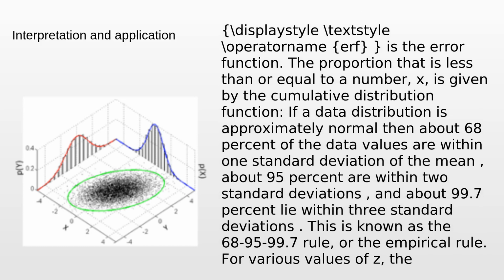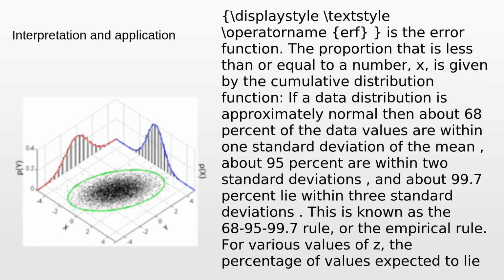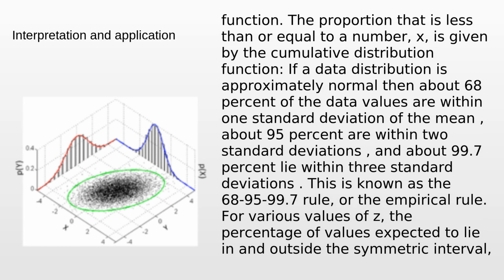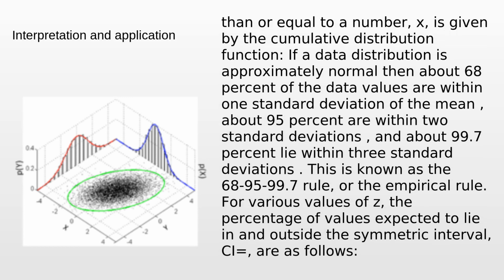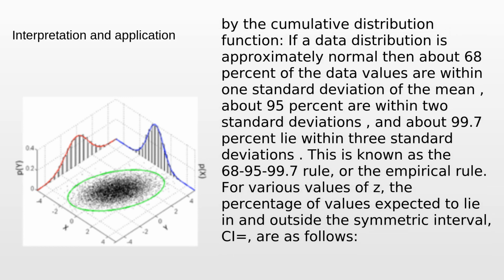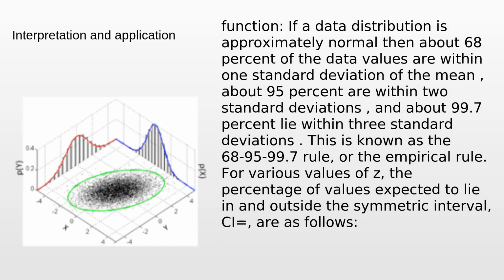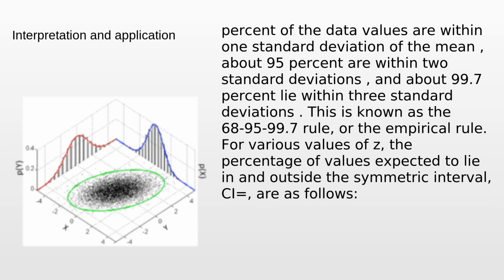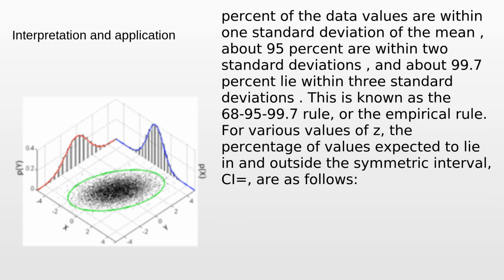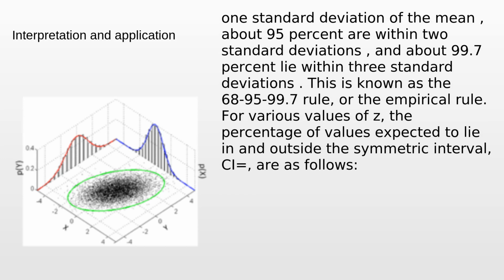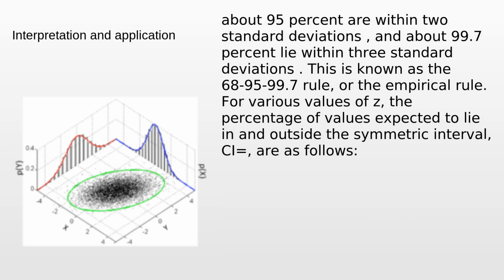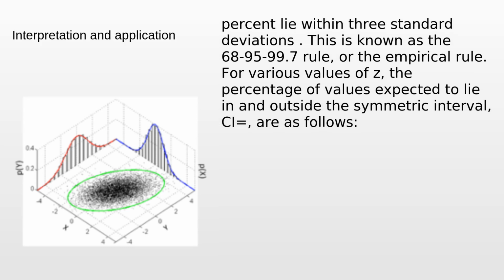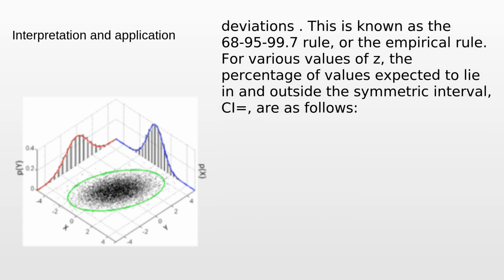The proportion that is less than or equal to a number x is given by the cumulative distribution function. If a data distribution is approximately normal, then about 68% of the data values are within one standard deviation of the mean, about 95% are within two standard deviations, and about 99.7% lie within three standard deviations. This is known as the 68-95-99.7 rule, or the empirical rule.